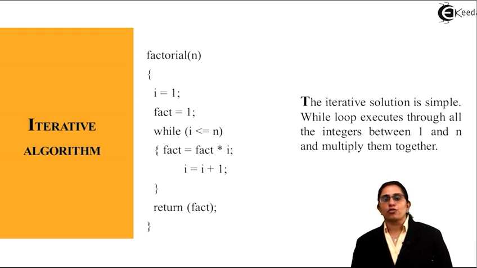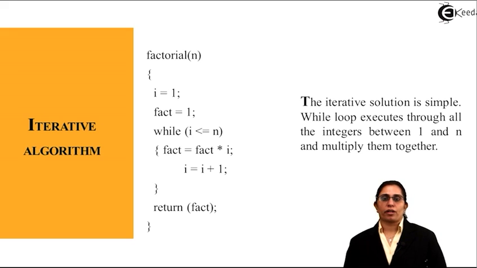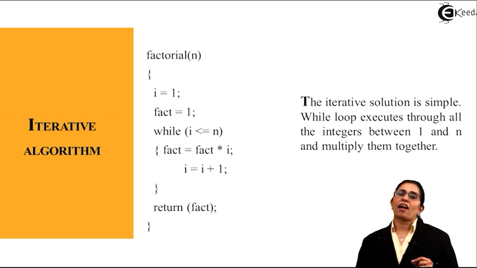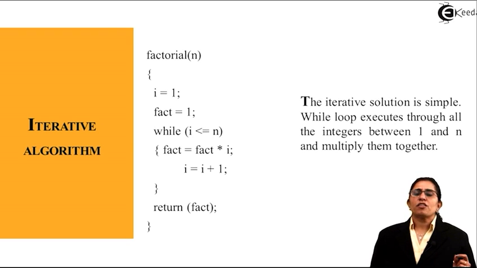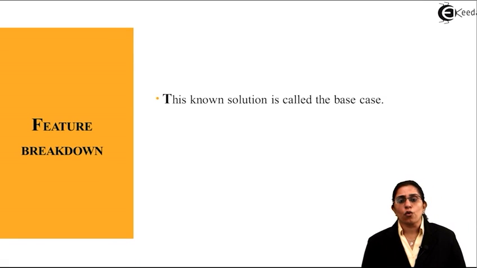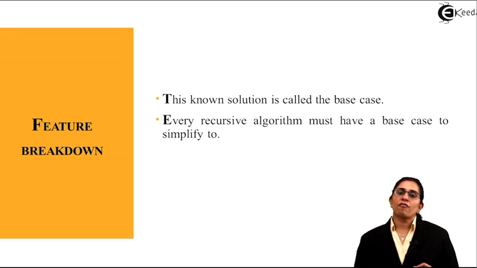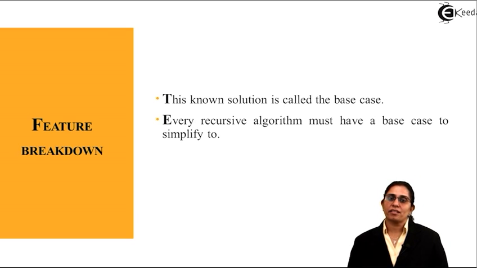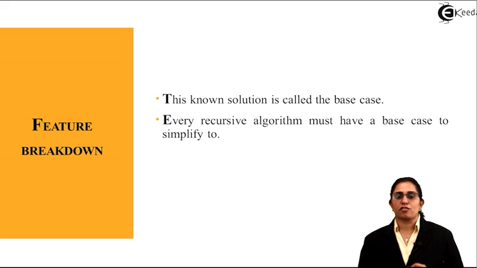Now the iterative solution is simple. The while loop executes through all the integers from 1 to n and multiplies them together. Here the value of n is 5, so this loop will execute till the value of i becomes greater than 5, and it will give me the value of 5 factorial, which is 120. Now what is the feature breakdown in this? This solution is called the base case. Every recursive algorithm must have a base case to simplify to. That is, I can break it down to a simpler solution which will be the minimal and the best solution.